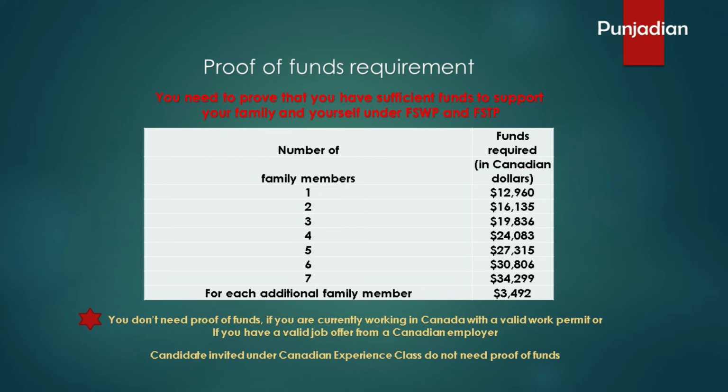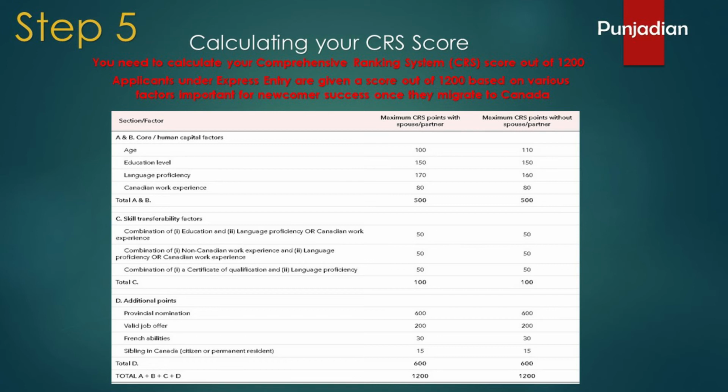Also, candidates invited under Canadian Experience class do not need proof of funds. Step number 5 includes calculating your CRS score. You need to calculate your comprehensive ranking system score out of 1200.